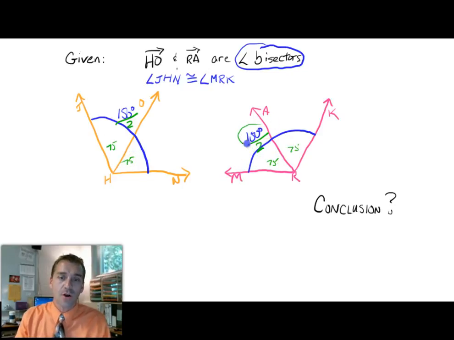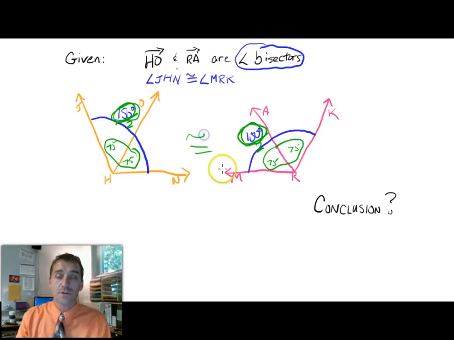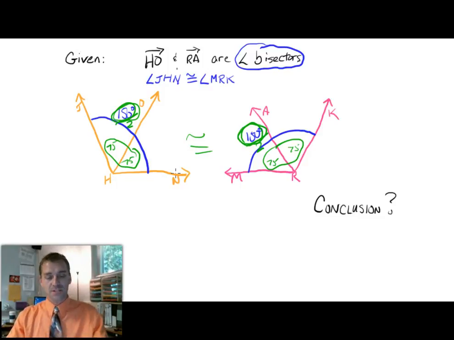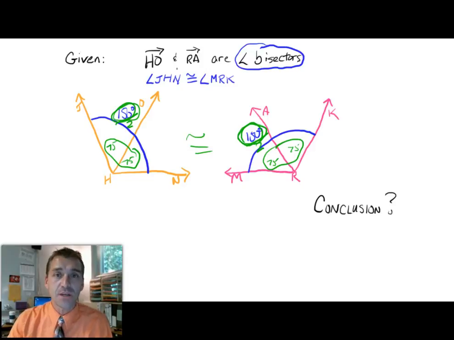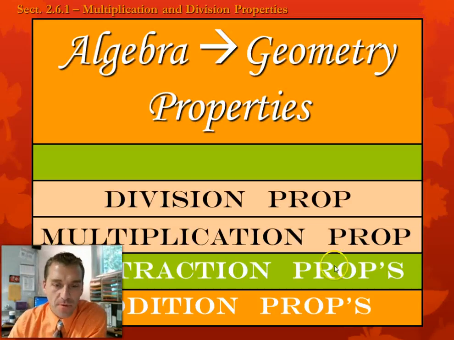So if I start with something bigger that's congruent, then their divisions would also be congruent as well. That's a great example right there of the division property. So let's go back to the foldable and actually write down the division properties, and we will be D-U-N. That spells done. So onto the foldable with the division property.